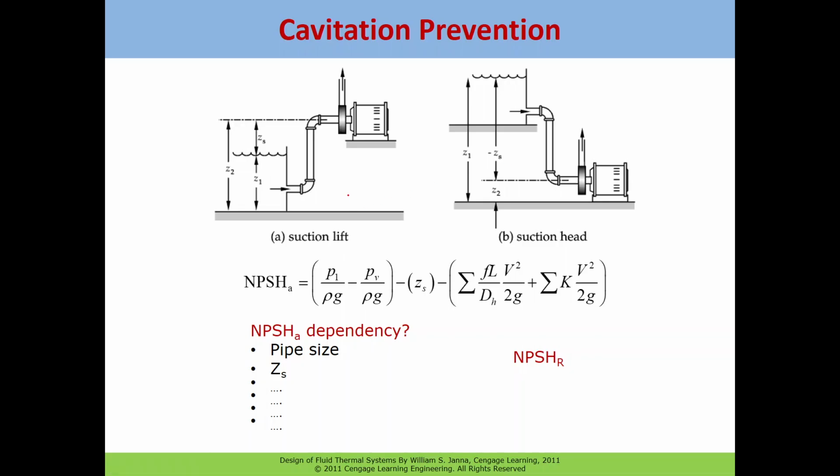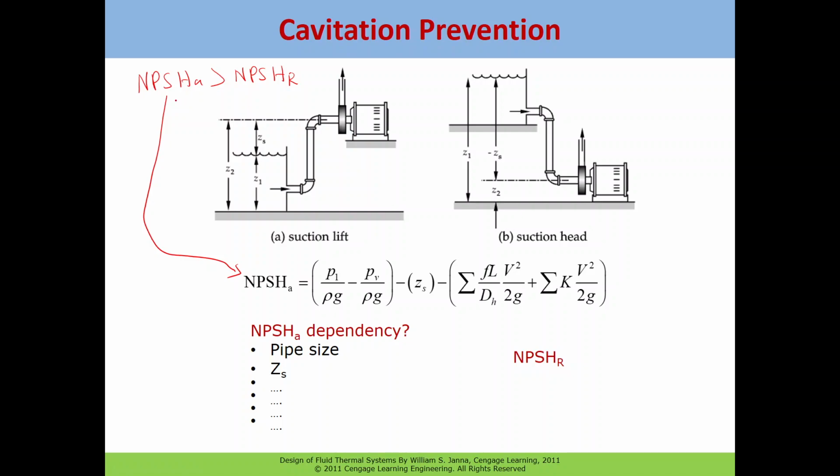So now there are a few points that you have to take care of. Our criterion is that the net positive suction head available should be greater than the net positive suction head required by the pump to avoid cavitation. And this is calculated using this formula.